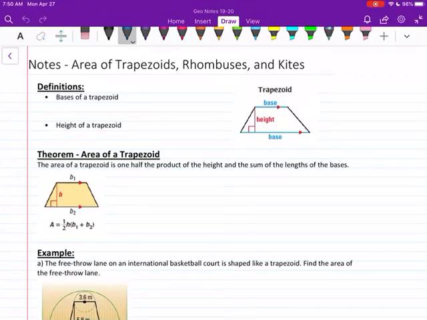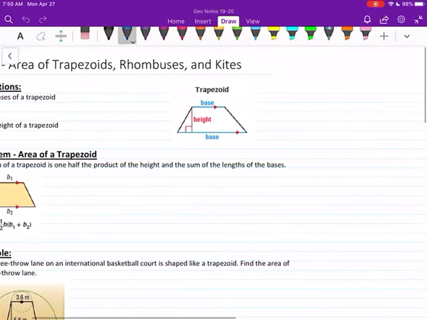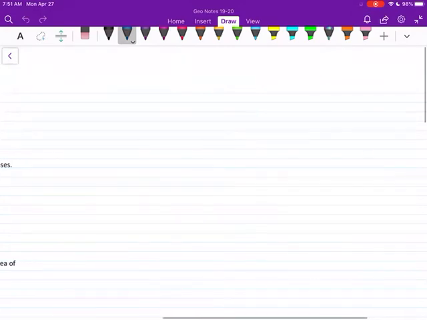Hello, so today our lesson is about area of trapezoids, rhombuses, and kites. So the first thing I want to talk about is a little bit about dimensions and the units we use when we use dimensions. So I'm going to do a little side note over here. You can put this on the back of your notes or wherever you have a spot in the margin.